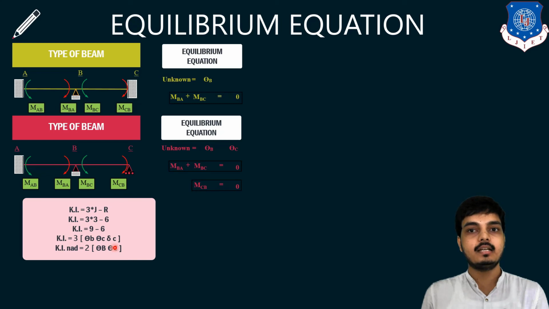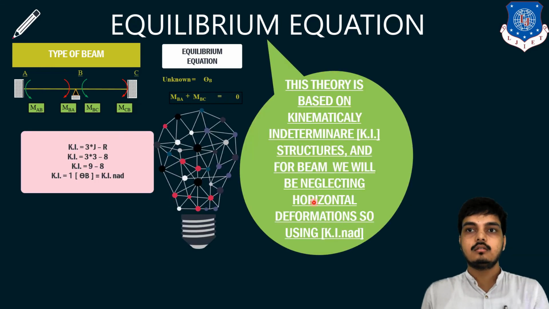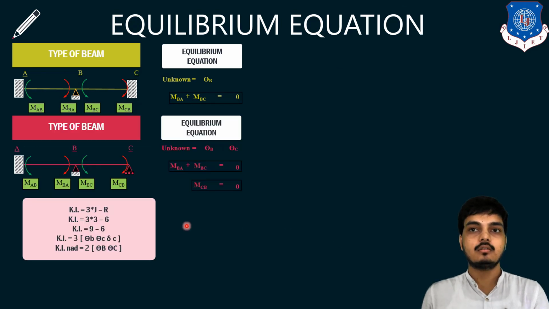So here in the bracket the unknowns are written. At B it is theta B unknown. At C it is theta C unknown, as well as the horizontal one is my unknown, which is delta C, also known as HC, horizontal reaction at C. But as I said, we are working on KINAD for the beams. So neglecting that horizontal deflection, we are only having 2 unknowns, which are nothing but theta B and theta C. So unknowns are theta B and theta C.